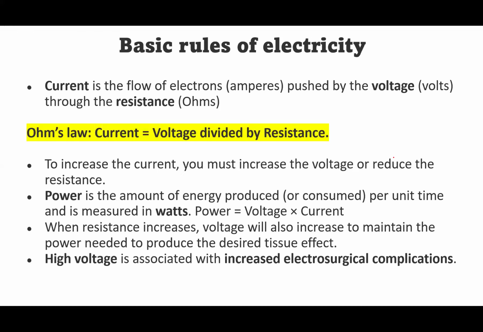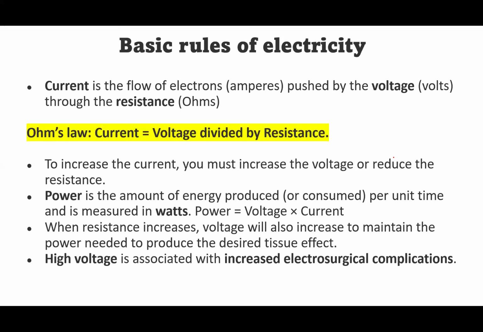So it means the body is serving as an impedance to the flow of current. So you have a current, which is the flow of electrons. You have the voltage, which drives the current, and you have the resistance, which is the body that serves as an impedance to that flow of current. So that is the basic rule.